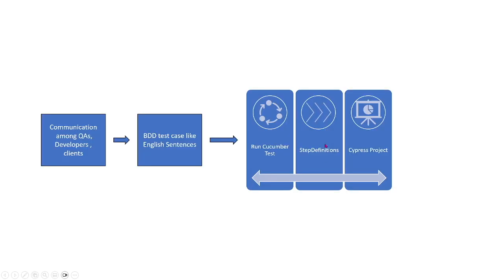So here is a flowchart on how this usually works. Usually we have some communication among QAs, developers, and clients, and then we create BDD test cases that are assembled as similar to English sentences. And then we run our Cucumber test, step definitions, and our Cypress project.